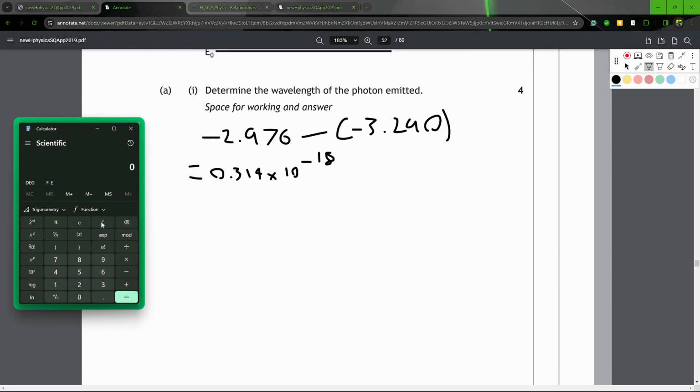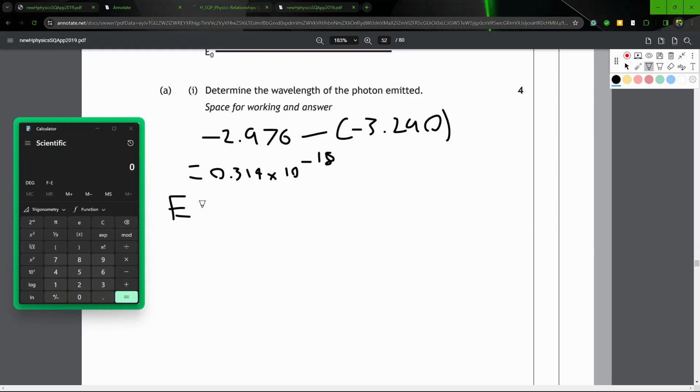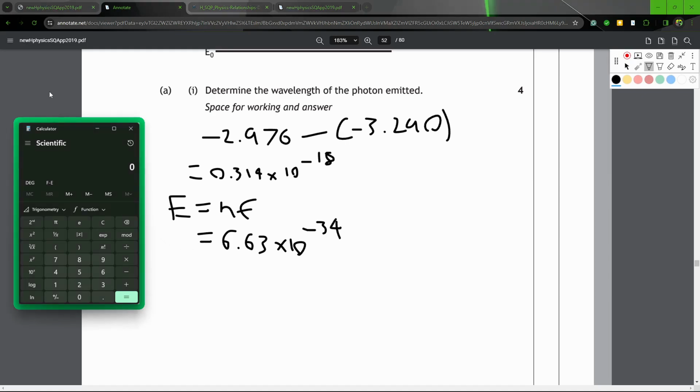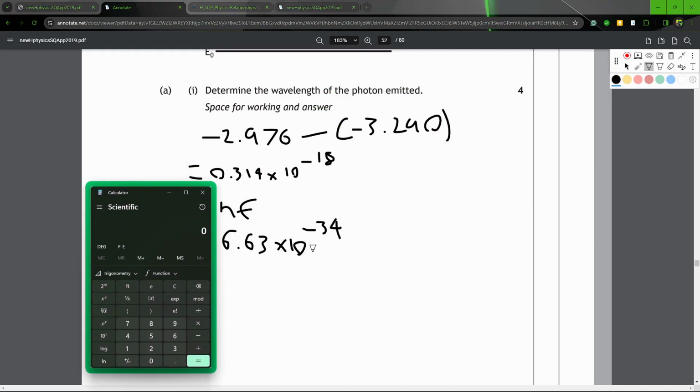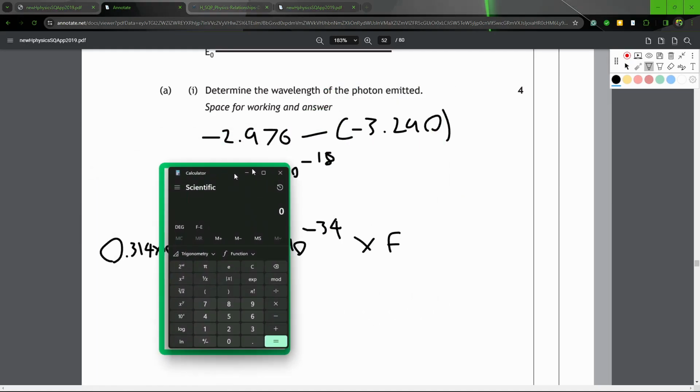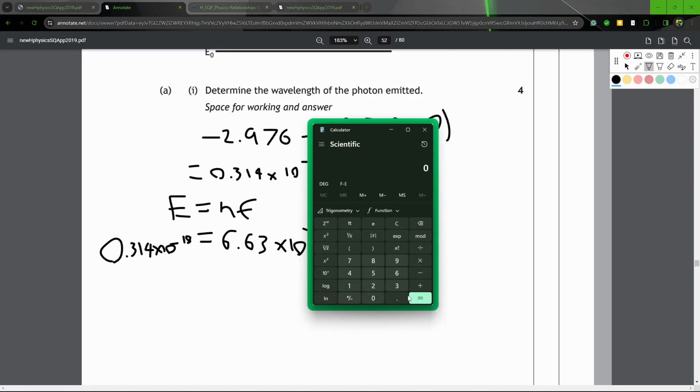Okay. Right, then we need to use E equals hf. h is Planck's constant. It's, well, constant, so it's always going to be 6.63 times 10 to the negative 34. E is what we just calculated. And then f is what we want to get. So to get f, we're going to divide what we've just calculated by Planck's constant. So 0.314 times 10 to the 18.